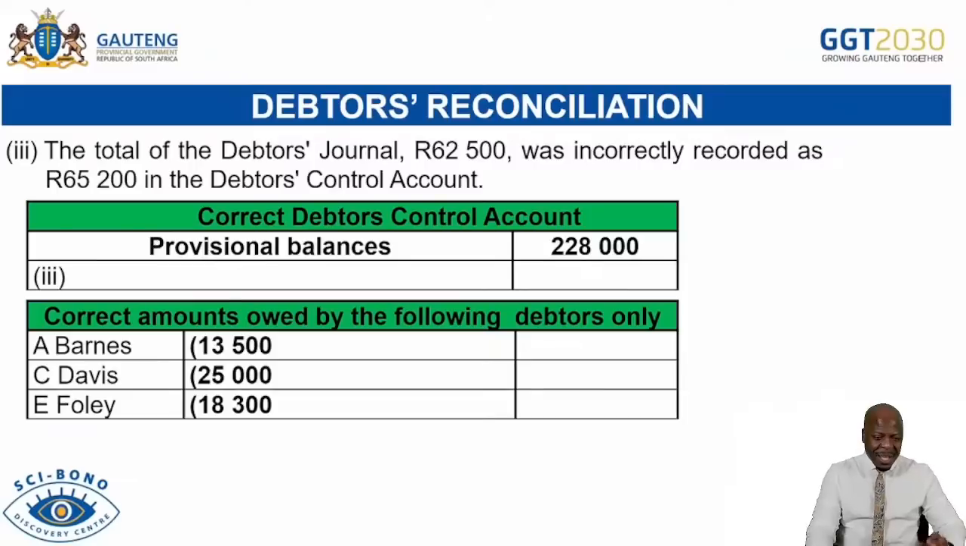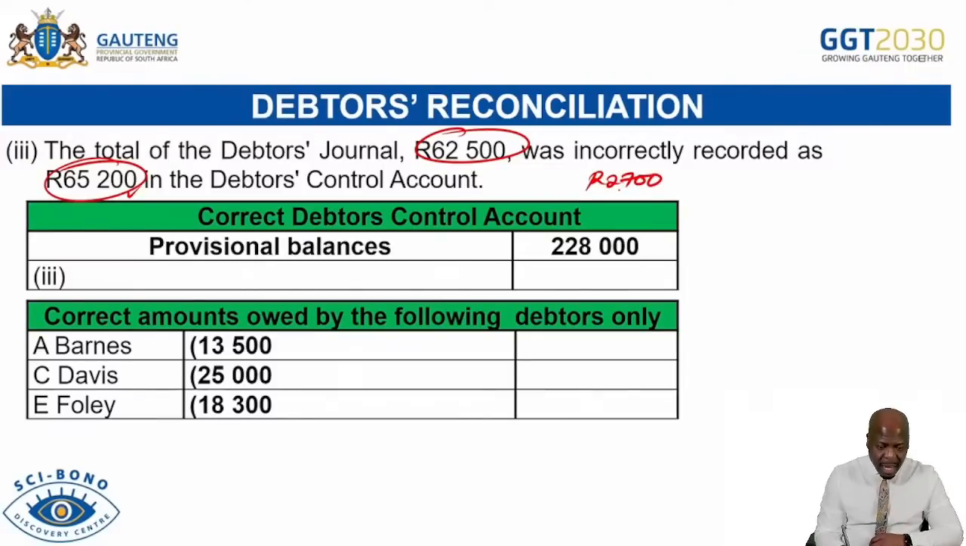Number 3. The total of the debtors journal, 62.5, was incorrectly recorded as 65.2. So if you get the difference between this one and that one, your calculator will tell you that is 2,700. Am I correct? Thank you. That is 2,700. So here we're dealing with the total of the debtors journal. Let me ask you, if we are dealing with the totals, where do you think we take it? Does it affect the control or the list? It will definitely affect your control.